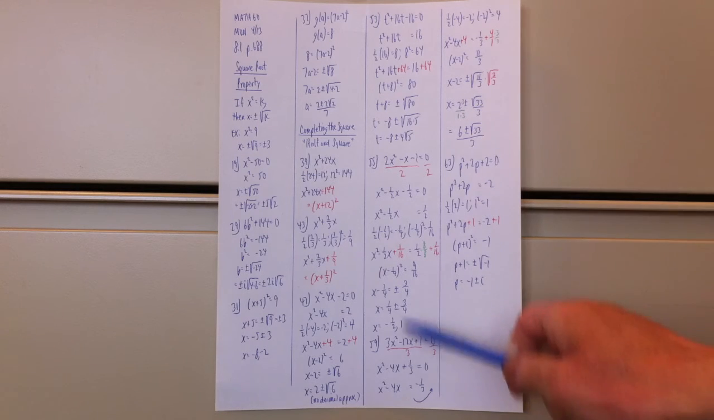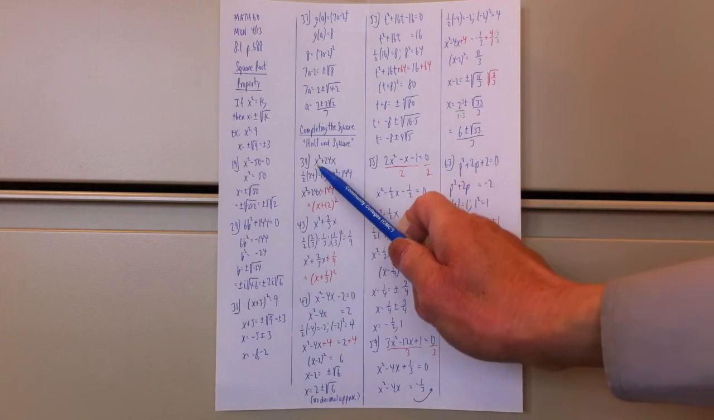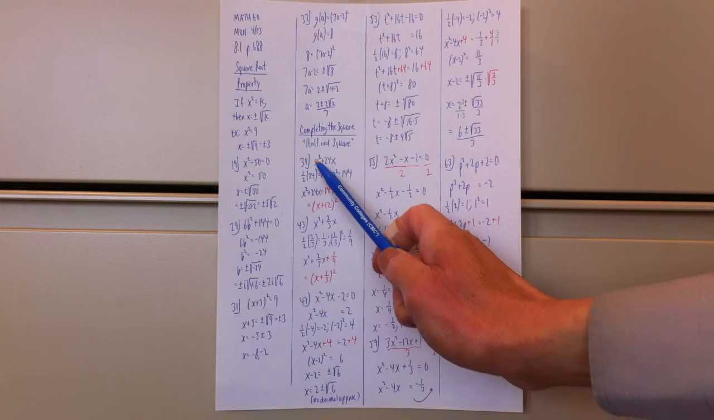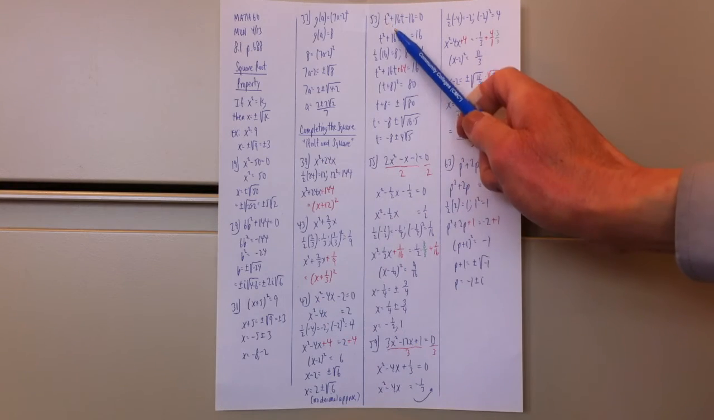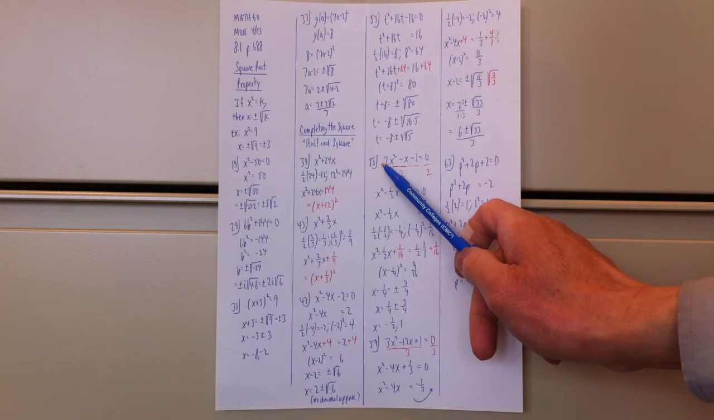55 and 59 are a little bit different. Up to now, all our quadratics have had a leading coefficient of 1. It was just x squared, t squared. There wasn't 2x squared or 3x squared or whatever. So what happens if they give me a 2x squared?